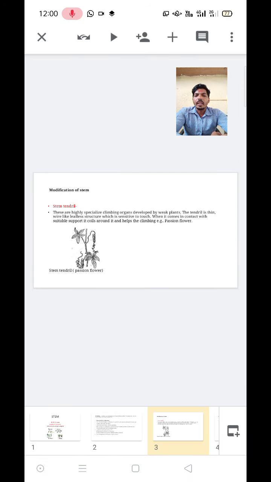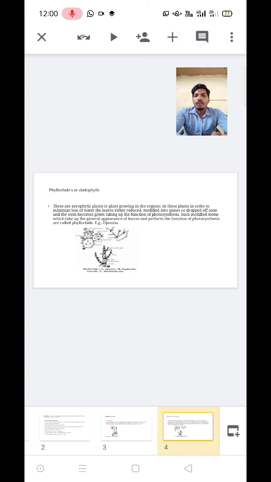That type of stem is called a stem tendril. Next is the phylloclade or cladode. This type of stem is generally present in xerophytic plants. What are xerophytic plants? Xerophytic plants are plants that grow in dry regions.